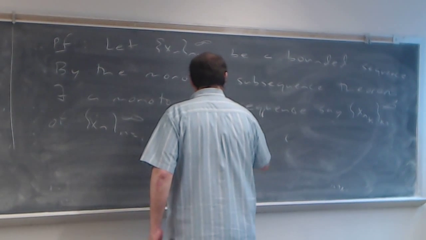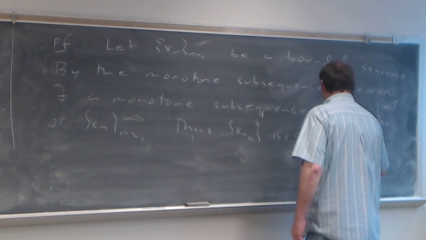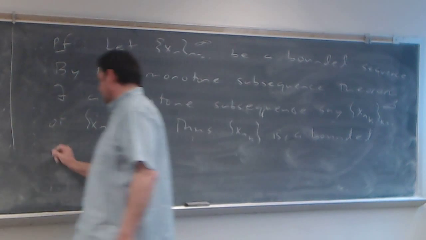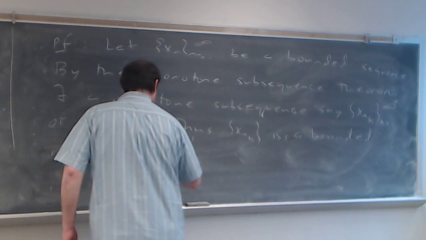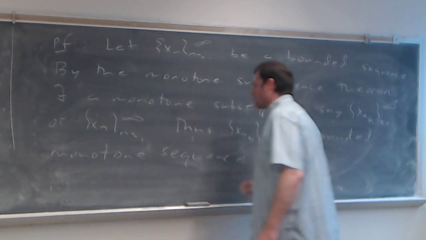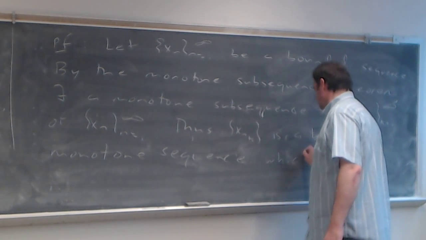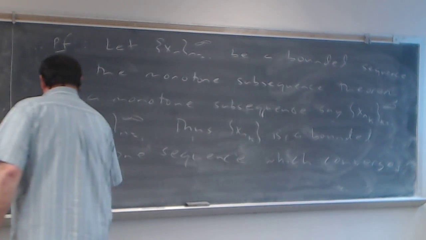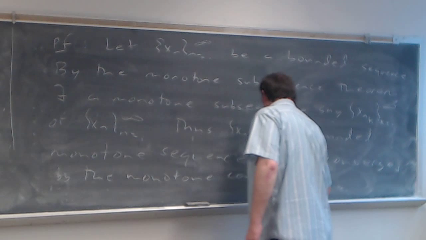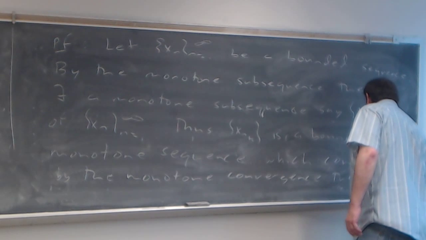Thus, x sub n sub k is a bounded monotone sequence in and of itself. And what do we know about every bounded monotone sequence? It converges by? That's right, the monotone convergence theorem. Excellent. That's the proof. I'm done.